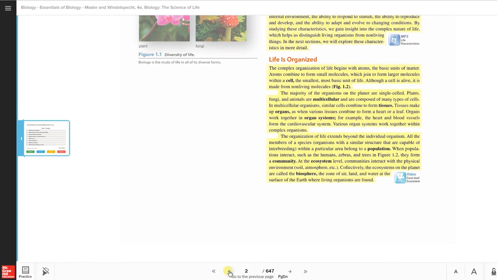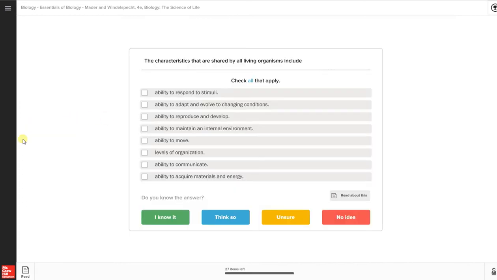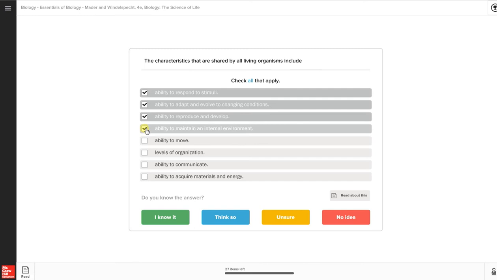And then essentially the characteristics of living things are clarified right here in the highlighted regions that pertain to the question when you clicked read about this, right? Include the ability to acquire materials and energy, maintain an internal environment, respond to stimuli, reproduce and develop. You come back here and you try and answer this. Okay, well, living things have the ability to respond to stimuli, the ability to change over time, the ability to reproduce, maintain an internal environment.